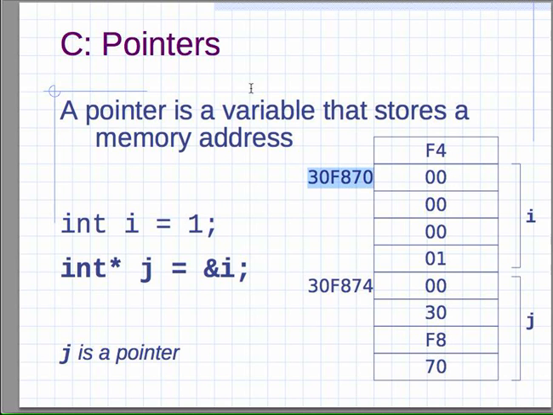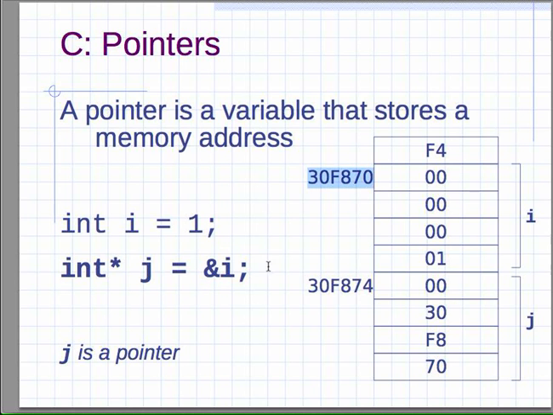Okay, so once again, a pointer is a variable that stores a memory address. So J over here is declared to be a pointer to int. This is how you declare a pointer to an int. You say int star J. And in this particular case, we're assigning the address of I into J. And so what we're doing is we're taking this address, 0030F870, store that into J.